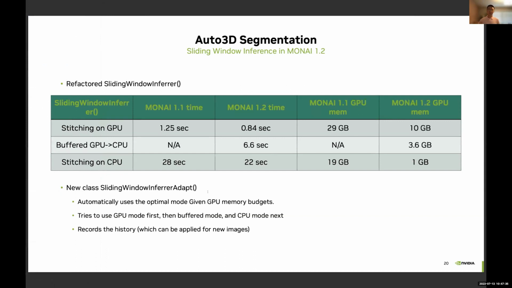Furthermore, we provide this new class, SlidingWindowInferAdapt. This one will automatically figure out which mode you need given the GPU memory budget. Basically the logic is that you try the GPU mode first. If you run into out of memory, we automatically switch to buffer mode. If the buffer mode is not possible, you switch to CPU mode.